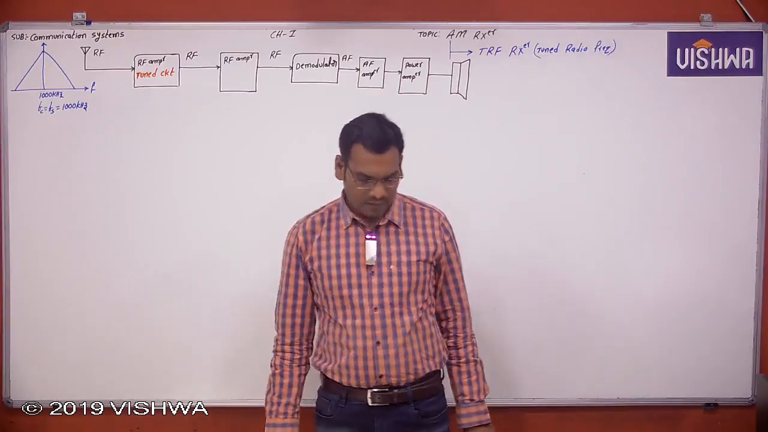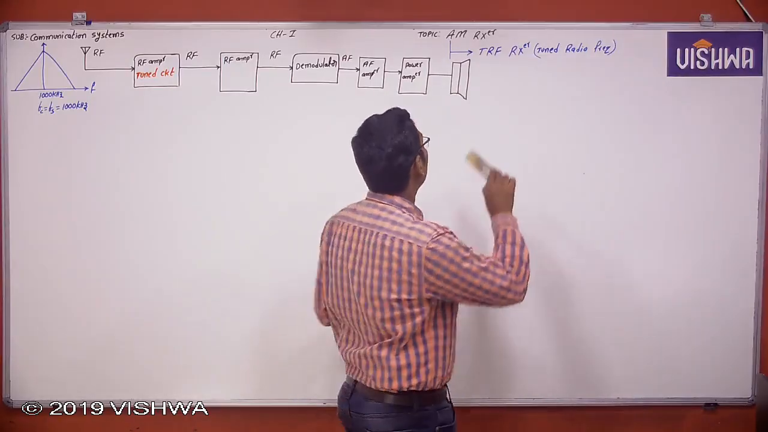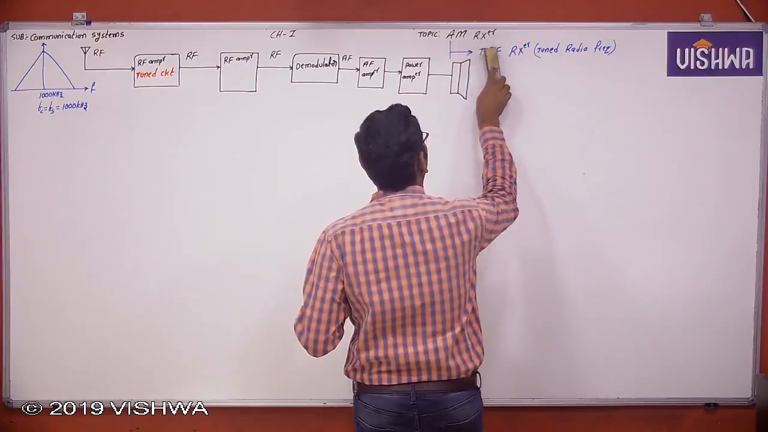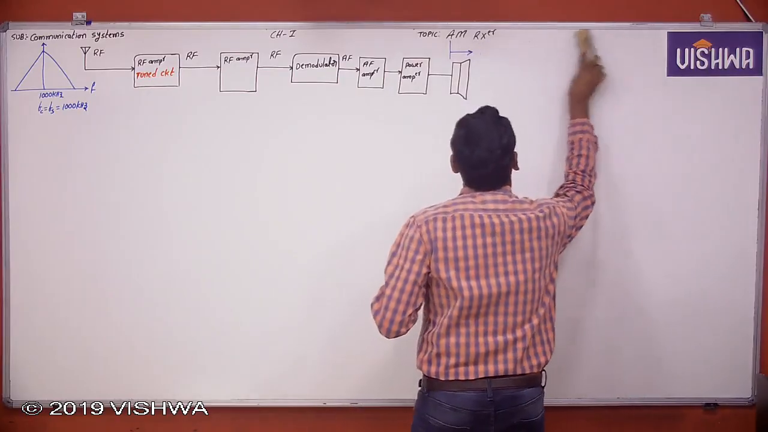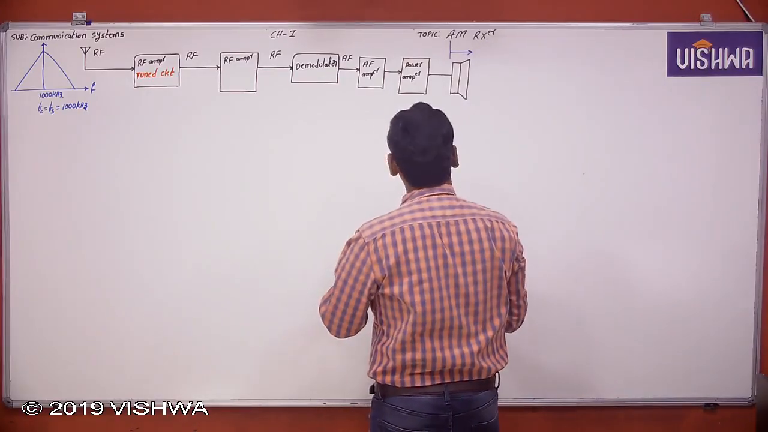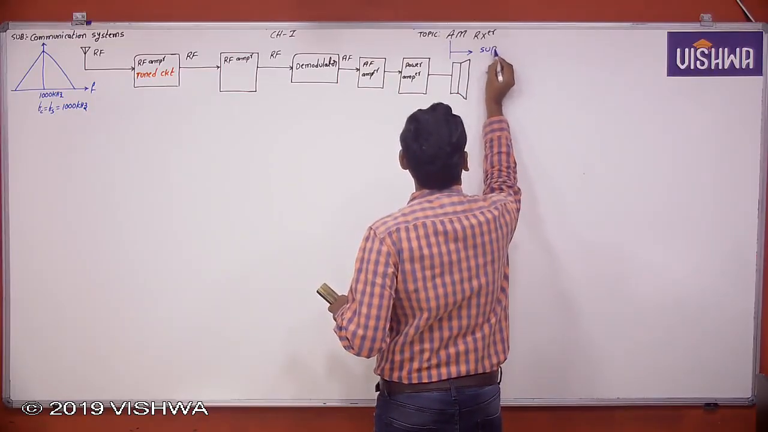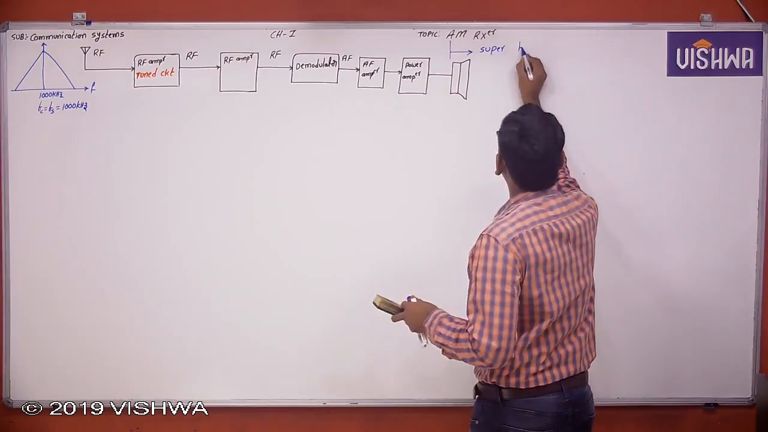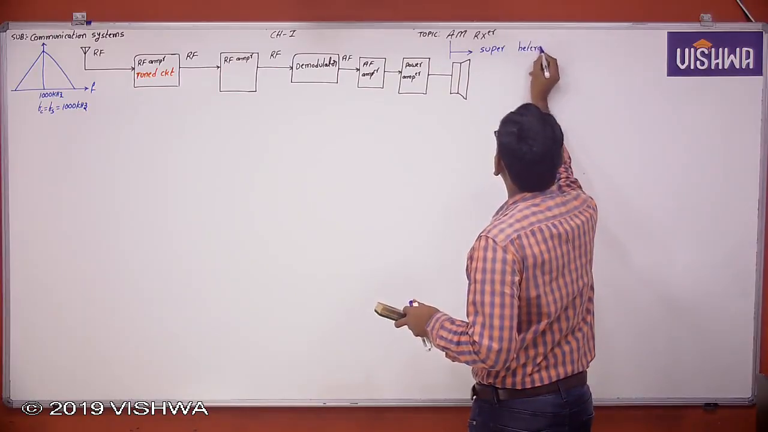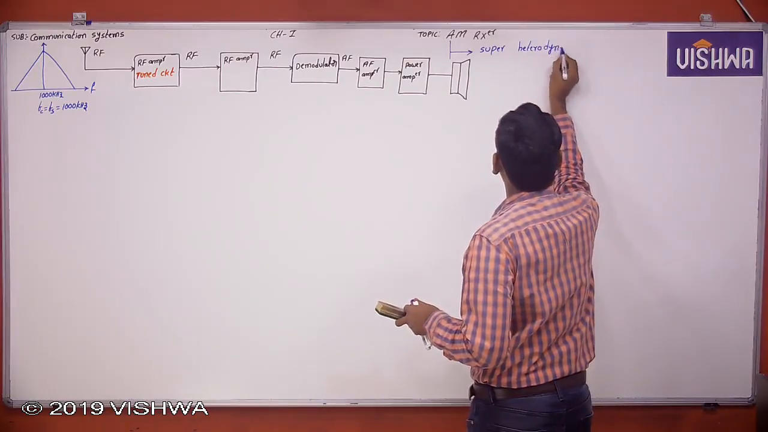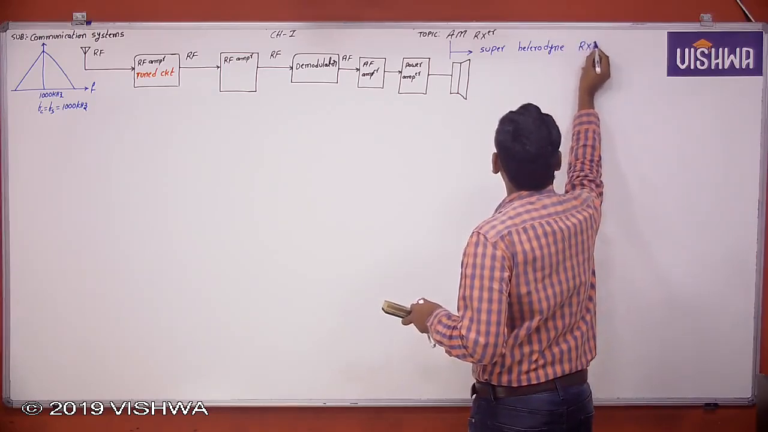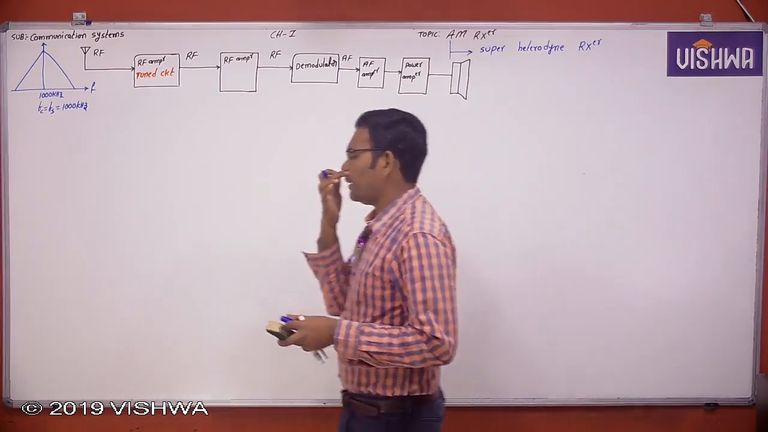Okay, friends. Now we'll see the problems we faced in the TRF receiver. Now we can overcome them by using the superheterodyne receiver. Okay, and this is the only one receiver which is a very important receiver.